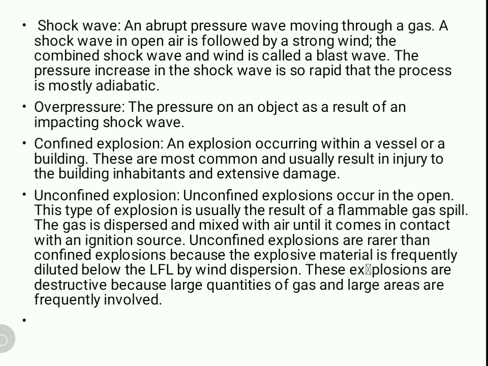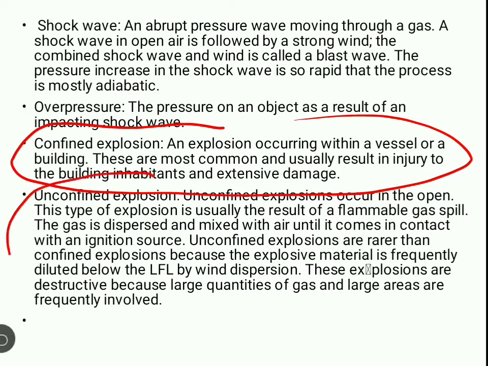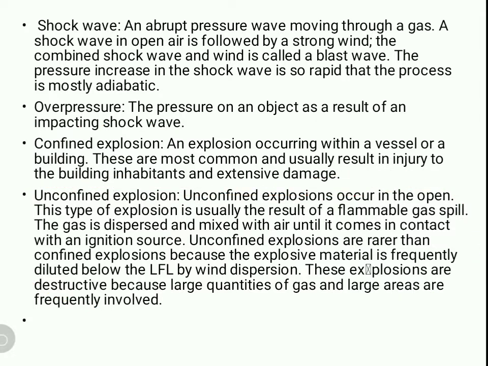Now you see, the next important type of explosion is the confined and unconfined explosion. From the name itself we can see that confined means it is confined to a particular area or a particular section of the plant. A confined explosion occurs within a vessel or a building. These are most common and usually result in injury to the building inhabitants and extensive damage. If there is a plant and an explosion takes place in only one section and is confined to that area, that is called a confined explosion.